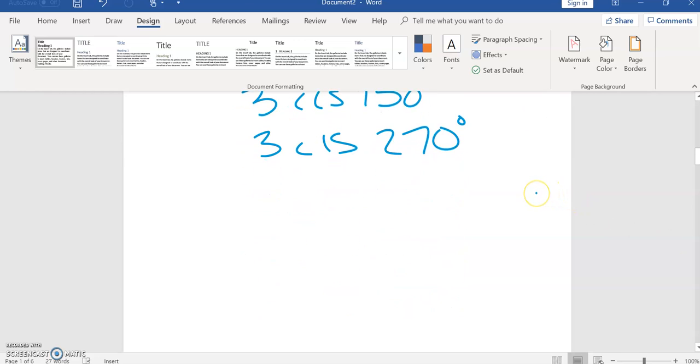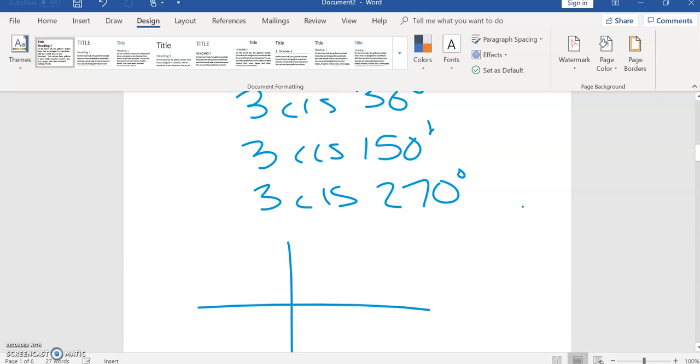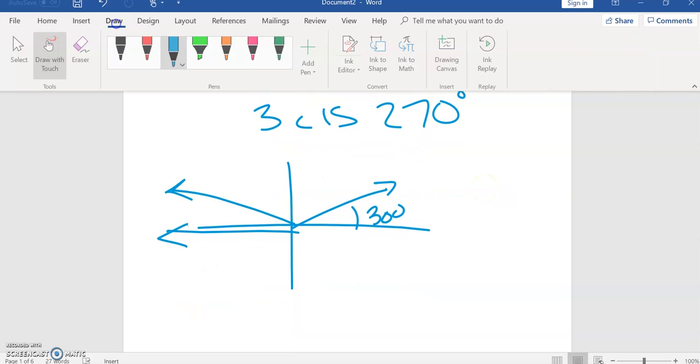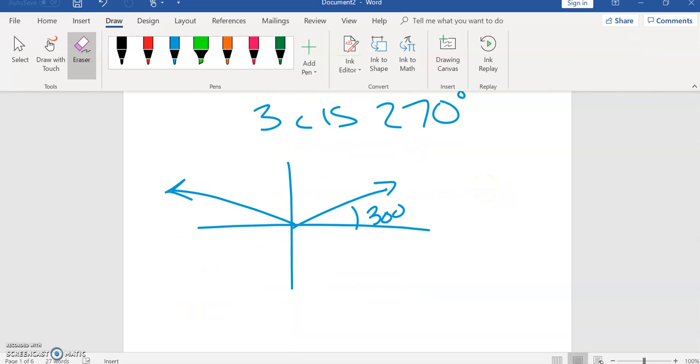Now if I wanted to write these as vectors, and that was the last thing they asked me to do, I'm just going to find the degree, so 30 here, and I go out 3, so there's 30, 150 would be over here, and 270 would be straight down. And so those would be my vectors, and that's really all there is to it. And they're going out, this is 3.